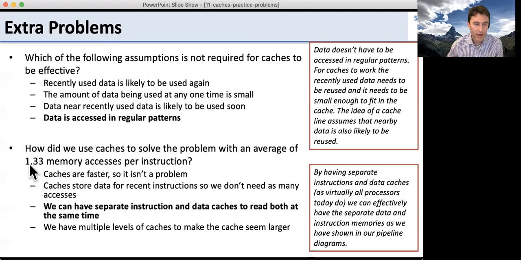So how did we use caches to solve the problem with all of these memory accesses per instruction? So remember, we had to access the instruction, and every third one was accessing data. So how did we solve that? Well, we have separate instruction and data caches. That allows us to do one read for the instruction and a read for the data at the same time so they don't slow us down.